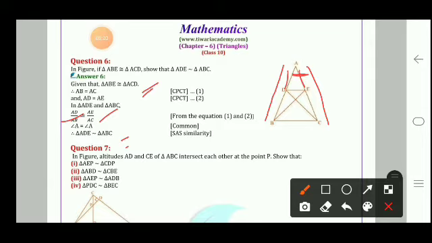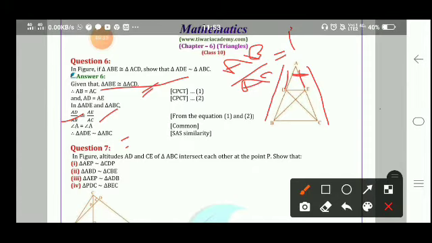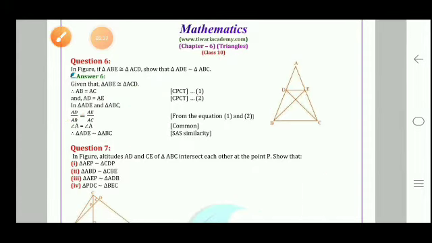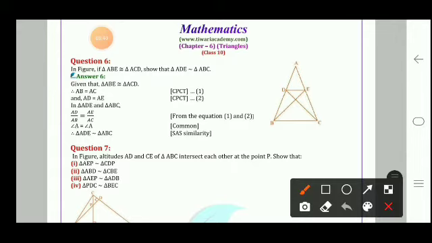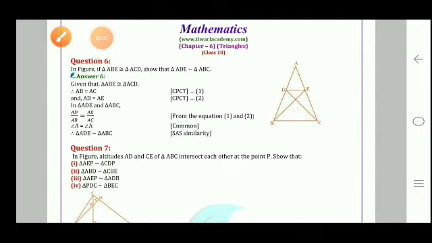Now if we see this part, AB is equal to AC, so we can write AB over AC is equal to 1. In the same way, we can also write that AD upon AE is equal to 1. When both are equal to 1, we can just put them equal and cross multiply, so we'll get this. Now moving to question number 7.